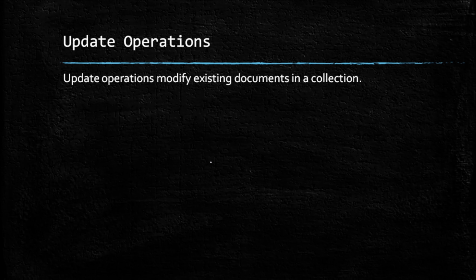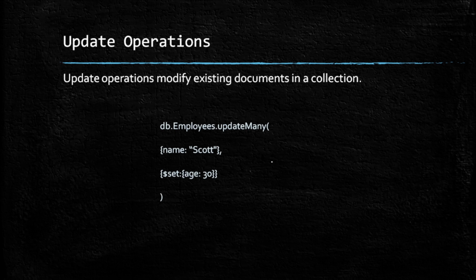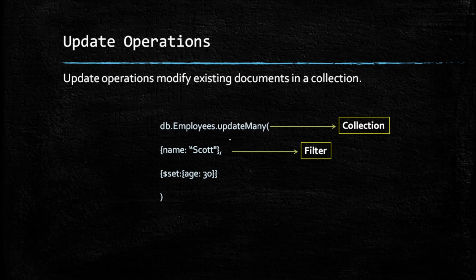Update operation. Update operations modify existing documents in a collection. For this example, I want to change some data in the collection. We have already inserted the employee Score with his age 28. Now I want to change the age to 30. For that, I will use the updateMany method against the employee collection, and then I will write the filter whose name is Score. Then I will perform the action: the age changes to 30.